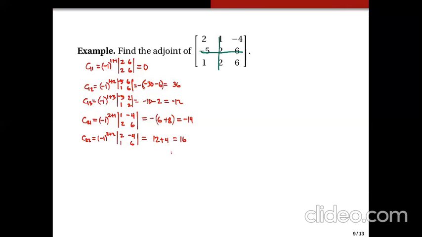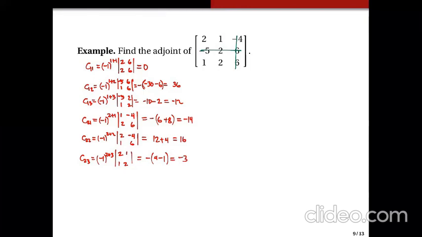Okay. And then C23, we have negative 1 raised to 2 plus 3, determinant. So we remove the second row and third column. So the determinant of the matrix 2, 2, 1, 1, 2, and negative 1 raised to 2 plus 3 is negative 1. And then we have 2 times 2, that's 4 minus 1. So this is equal to negative 3.